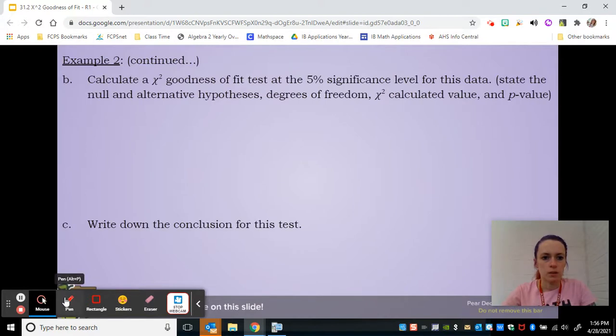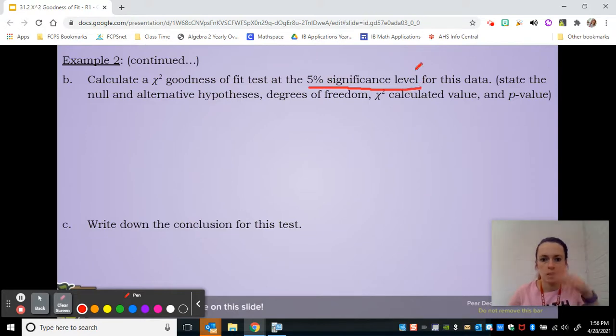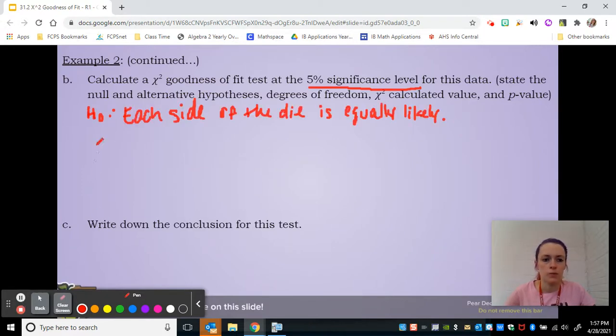Part B, we're calculating a chi-square goodness of fit test at the 5% significance level for this data. So again, it gives us all the pieces of the puzzle. So let's run through them. My null hypothesis is that in this case, each side of the die is equally likely. For my alternative hypothesis, again, same as my null, except each side of the die is not equally likely.